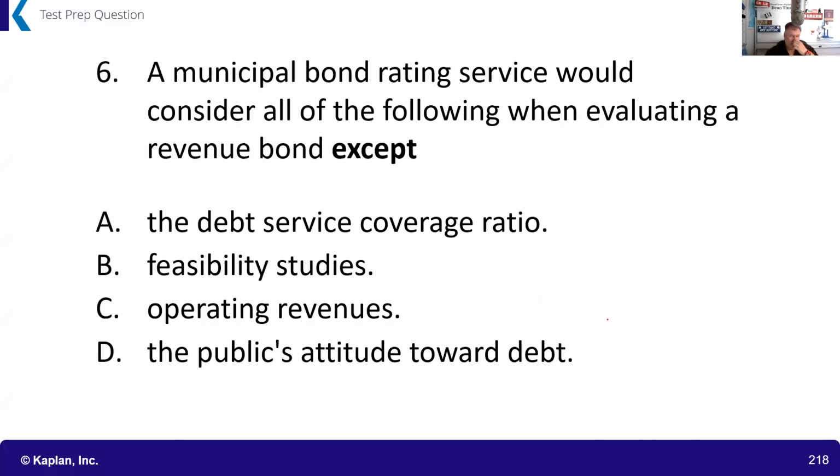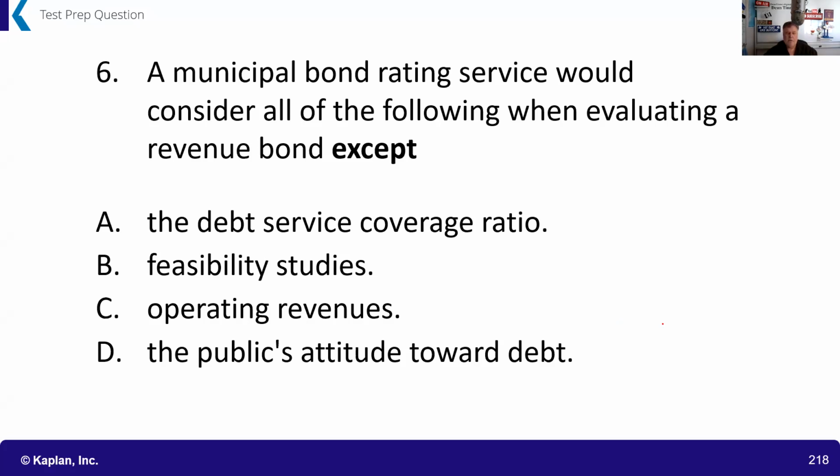A municipal bond rating service would consider all the following when evaluating a revenue bond, except. So one of these things does not go to a revenue bond. As we said, a big part of your exam is distinguishing between GOs and revenues. As I said, I take a sheet of paper, fold it in half. On one side, I'll write all the terms associated with revenue bonds, and on the other, all the terms associated with GOs. So debt service certainly goes to a revenue bond. Feasibility studies certainly go with a revenue bond. Operating revenues certainly go to a revenue bond.